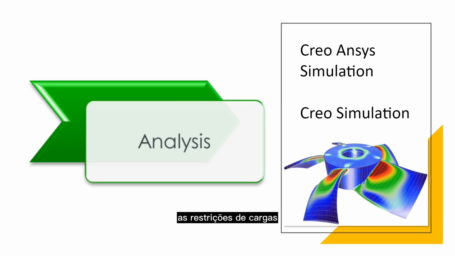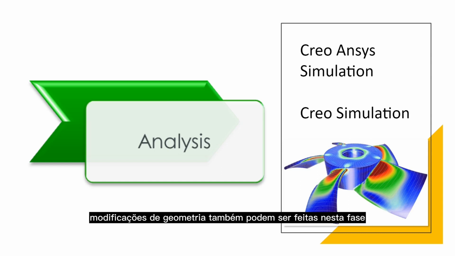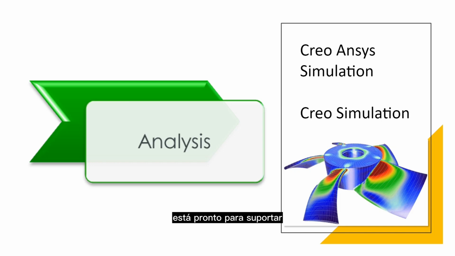The loads, constraints, and materials defined for Creo Simulation Live carry over to the validation analysis set up for either Creo ANSYS simulation or Creo simulation. Geometry modifications can also be made at this stage to reduce stress or deflection. When the final model is validated, it's now ready to support downstream manufacturing processes. The video will demo this final validation step.